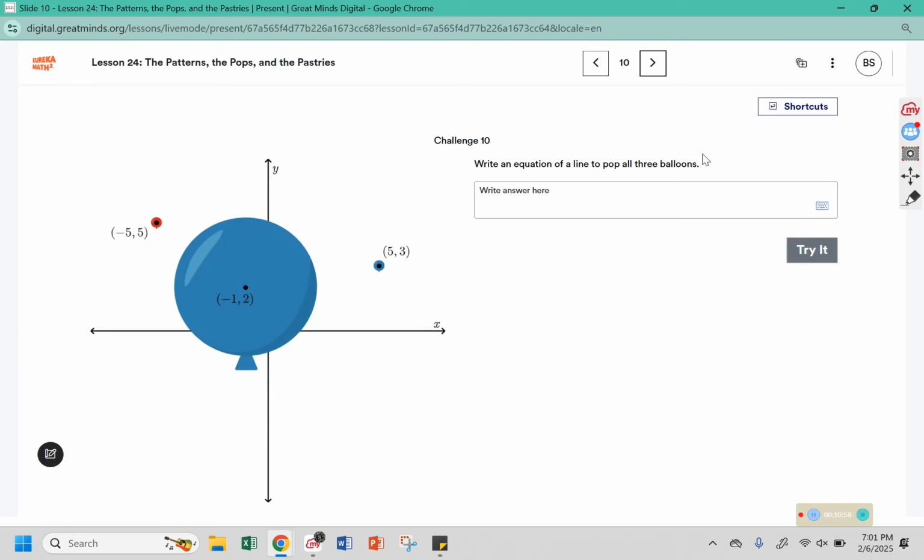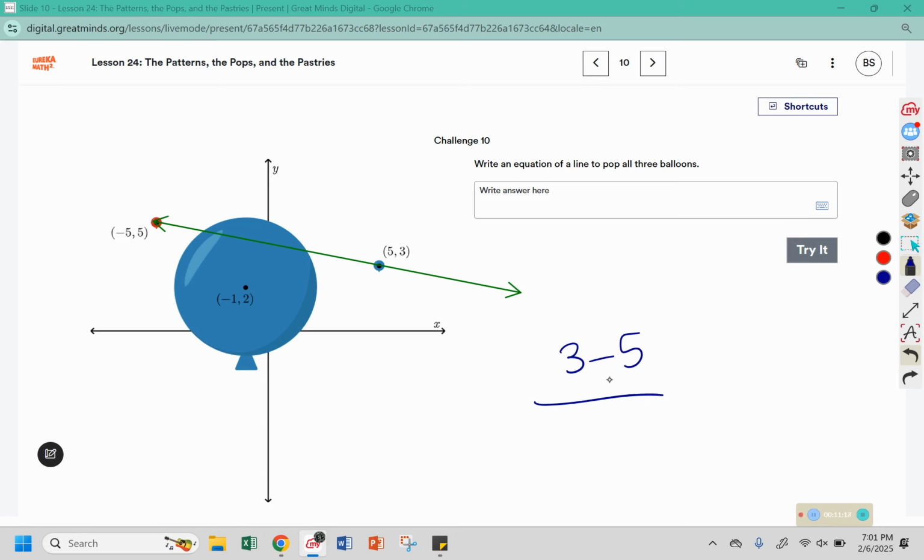Write an equation of a line that pops all 3 balloons. Well, let's start by calculating the slope between these 2 smallest balloons. y2 minus y1 divided by x2 minus x1. 3 minus 5 is negative 2. 5 minus negative 5 is positive 10. So if we reduce, that would be a slope of negative 1/5.